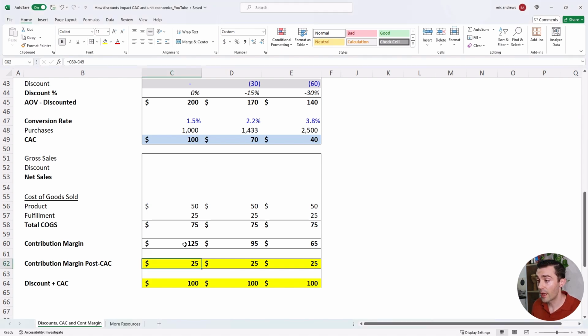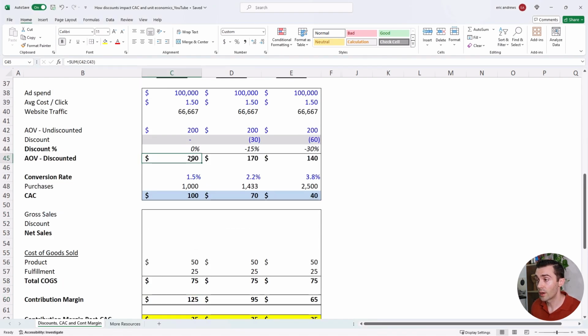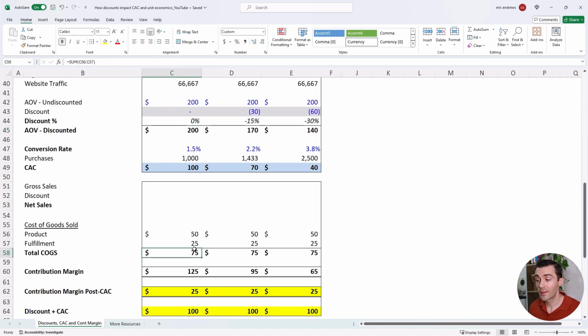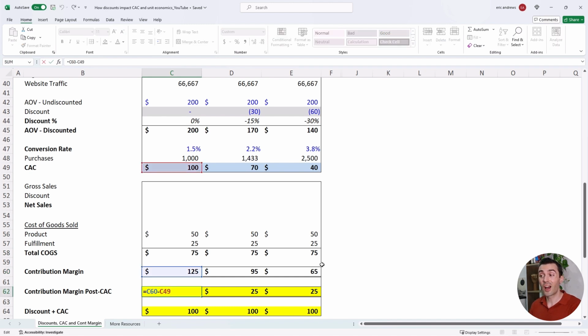So in scenario A, a customer pays $200. It costs us $75 to get the product to the customer. So we make $125, but we spent $100 in marketing on top of that. So it's $125 minus the $100 CAC. So really, in this scenario, our contribution margin post-CAC is we made $25 off our relationship with that customer.